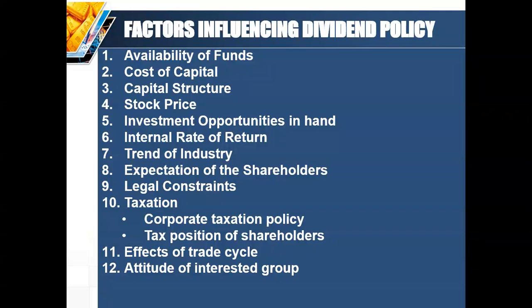Then the third factor is the capital structure. What exactly is the capital structure? The combination of debt and equity ratio. So, an optimum debt equity ratio should always be under consideration in the dividend decision. And the fourth one is the stock price. Stock price means the market price of the shares. Generally, higher dividends increase the value of the shares and low dividends decrease the share value. So, depending on that, you have to take the decision in the company.